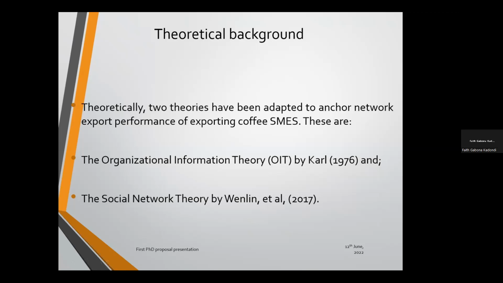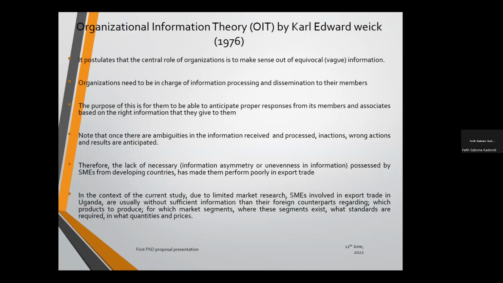Theoretically, in this research, I have adopted two theories to anchor network export performance of exporting coffee SMEs. These are the Organization Information Theory, OIT, by Carl, 1976, and the Social Network Theory by Wenlin et al. The Organization Information Theory by Carl Edward postulates that the central role of organizations is to make sense out of vague information. Organizations need to be in charge of information processing and dissemination to their members.